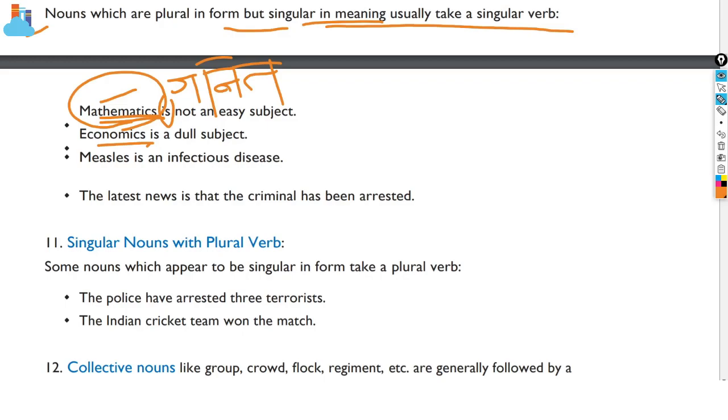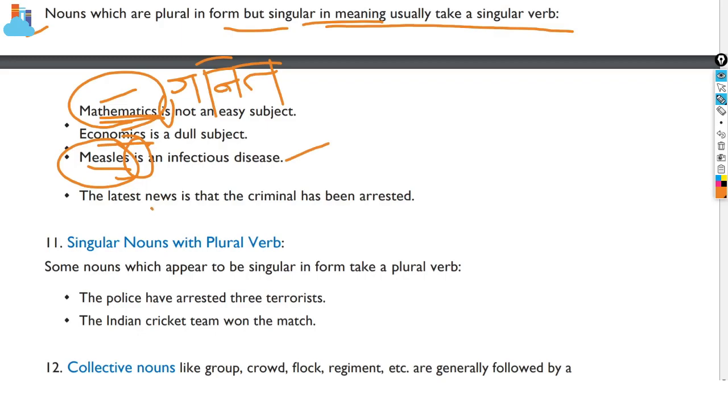Measles is an infectious disease. Measles is a disease, and it is also ending with s. Therefore, we should not be confused, as it looks plural, but it is singular, and therefore it will be taking a singular verb. Therefore, the answer will be: measles is an infectious disease.